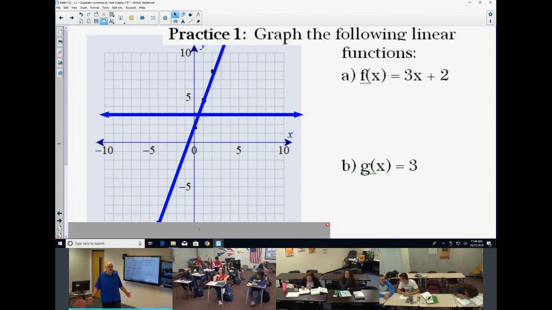All right, any questions on either of those graphs? Now, with any of the ones that we're doing in this section, if you ever get stuck, you can just check it with your graphing calculator. Okay? You just press the y equals button instead of f of x, and you just graph it. Okay?